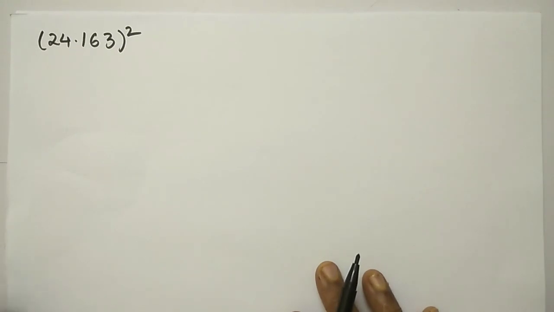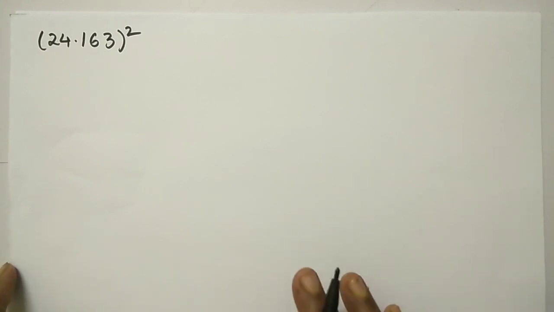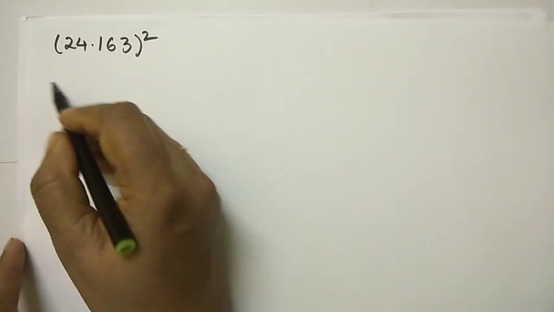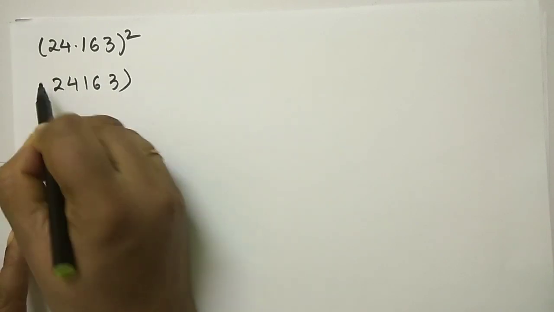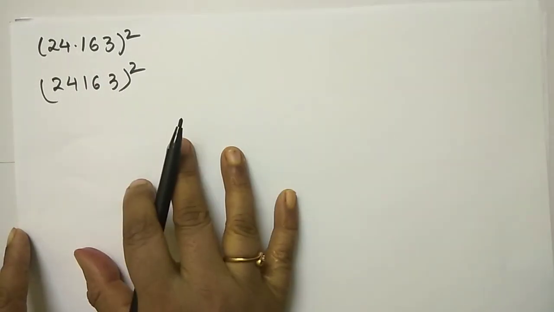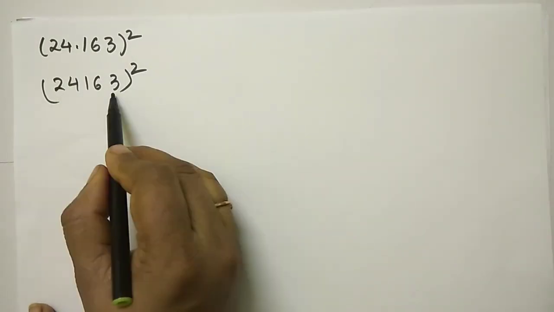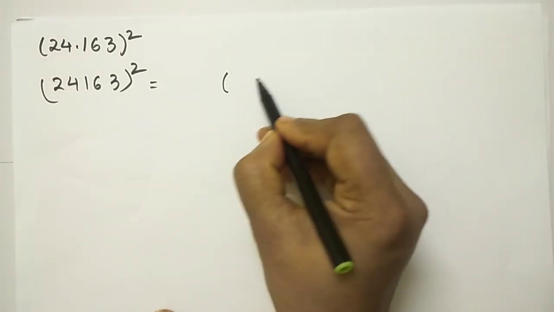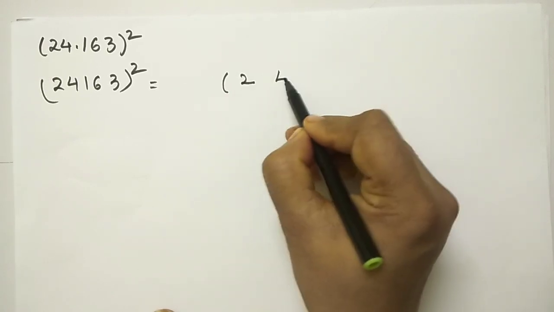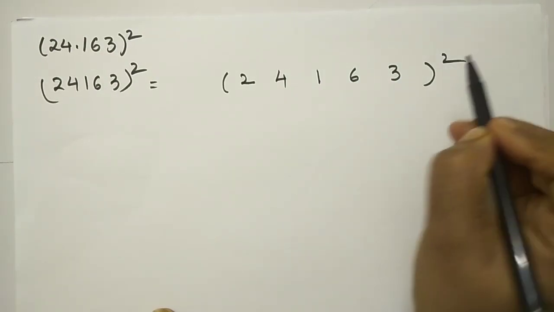Let us think the problem is given as 24.163 whole square. First we have to remove the decimal point and write the number: 24163 whole square. For some moment just forget about the decimal point. So you will have 5 digits, is it not? To explain you I will just write these numbers a little far apart: 2, 4, 1, 6, 3 whole square.